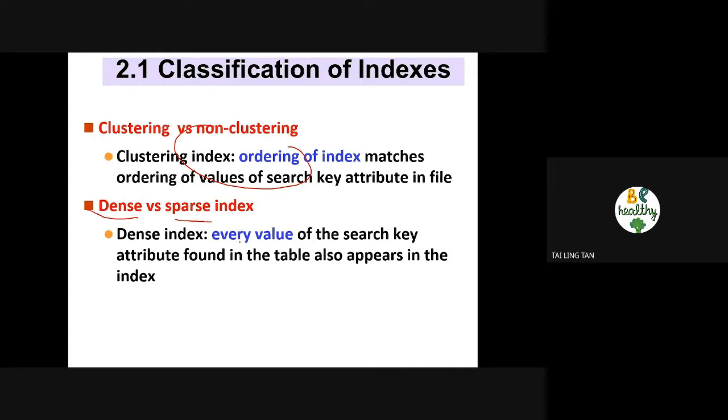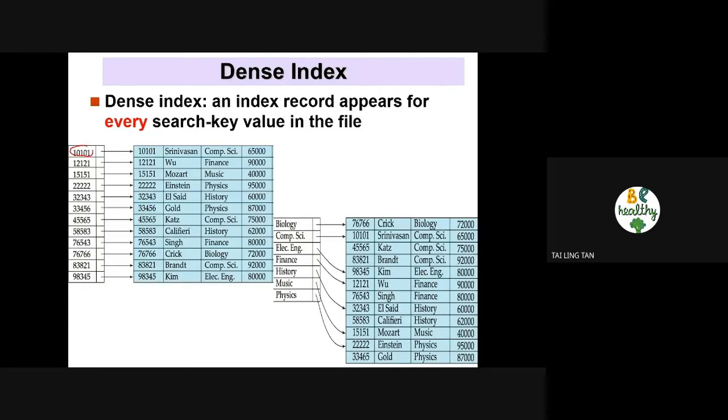The meaning of a dense index is that every value of the search key attribute found in the table also appears in the index. It means that if we have this ID in the table, then it will appear in the bucket or the hash table. So every record in the table will have another key in the hash table. This is what we call a dense index. An index record appears for every such key, so every ID will appear in the hash table. This is the dense index.